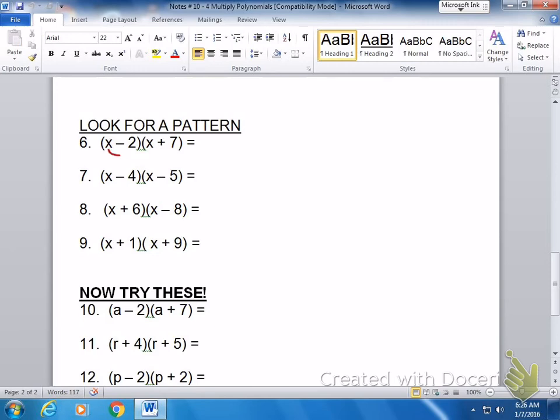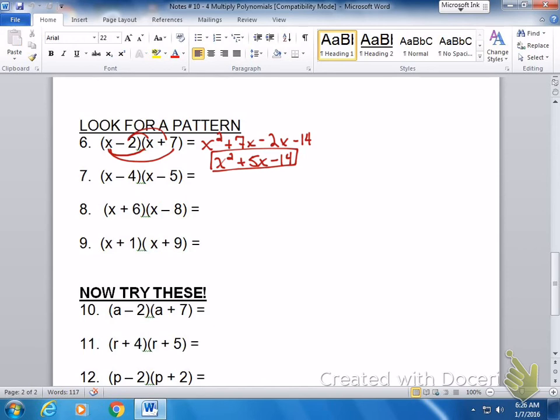I'm going to distribute. I have x times x, which gives me x squared. I have x times 7, which gives me plus 7x. Then I take my negative 2 times x, get negative 2x. Negative 2 times 7 is negative 14. Now I'm going to combine my like terms. I have only one x squared, so x squared. But then I have plus 7x minus 2x. That's going to be plus 5x. The only number I have by itself is negative 14. So the answer is x squared plus 5x minus 14.